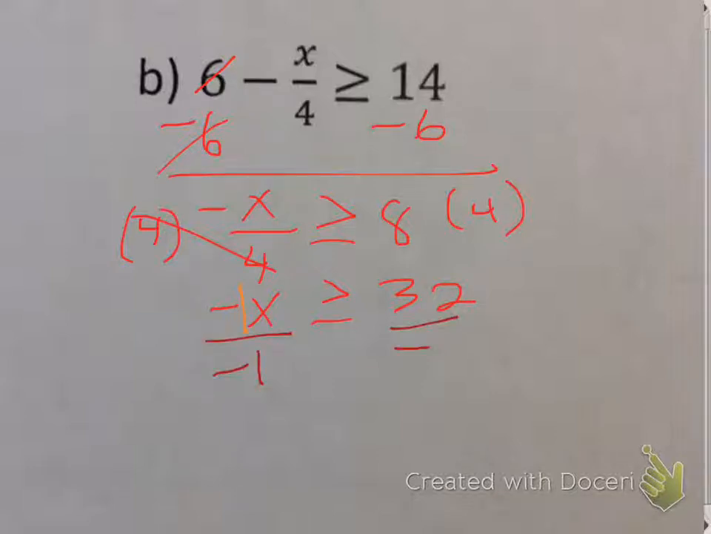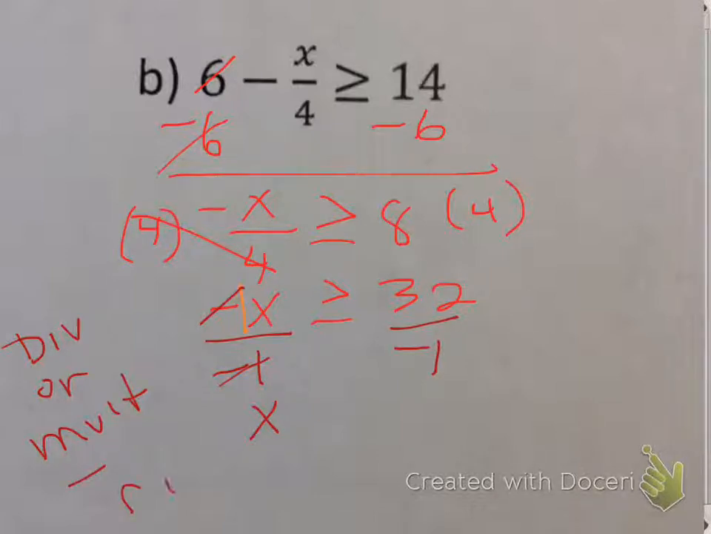If I divide both sides by negative 1, then this would be negative 1 divided by negative 1, which is just going to be 1, and I can have an x here. Now here comes the rule that I was telling you about. The rule says anytime you divide or multiply by a negative, you have to flip the inequality sign.